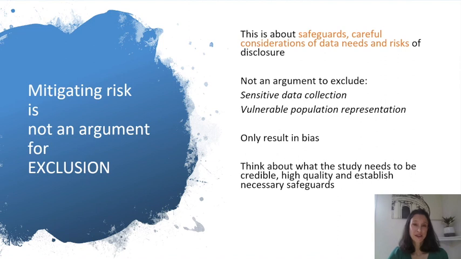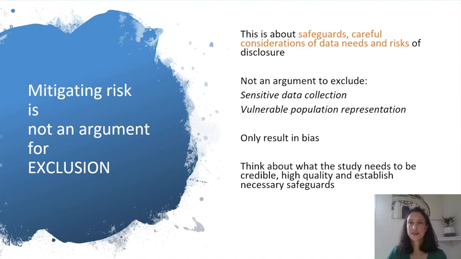I do want to flag though, mitigating risk and thinking through what data you have to collect for your survey, and only collecting what you need, is not an argument for exclusion of data or exclusion of certain populations from research just because there is risk. This is about talking about safeguards and careful considerations of data needs, and not just collecting everything in the kitchen sink just because you're there, and the marginal cost of adding another module to your survey on risky sexual behavior or something like that is low.